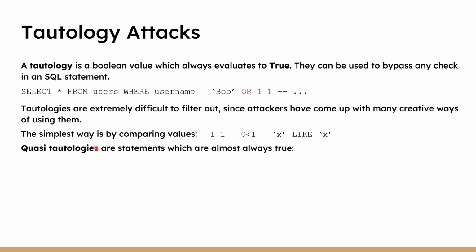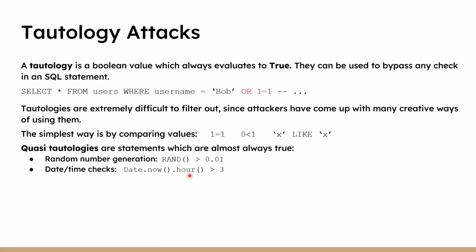Quasi tautologies are statements which are almost always true. So maybe generating a random number or even checking the date and time. I don't know if this is a thing you can do in SQL, but the attackers are clever. They'll probably come up with a way to do this somehow.